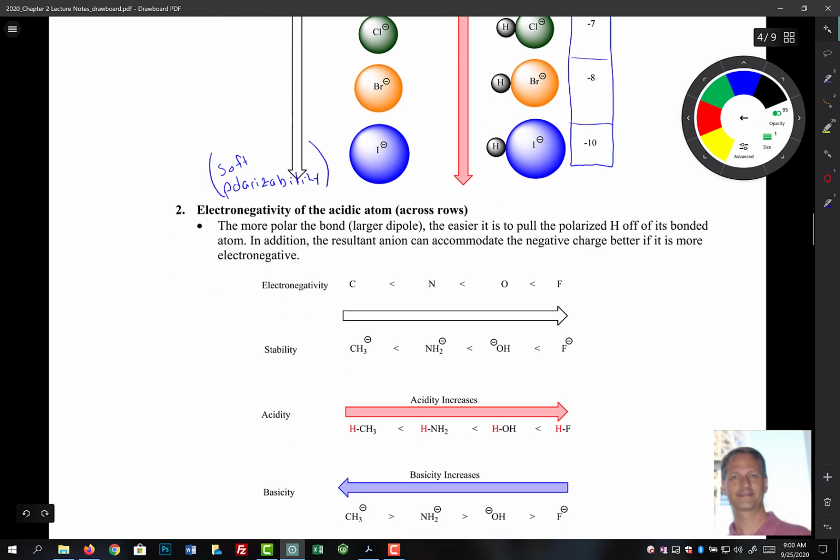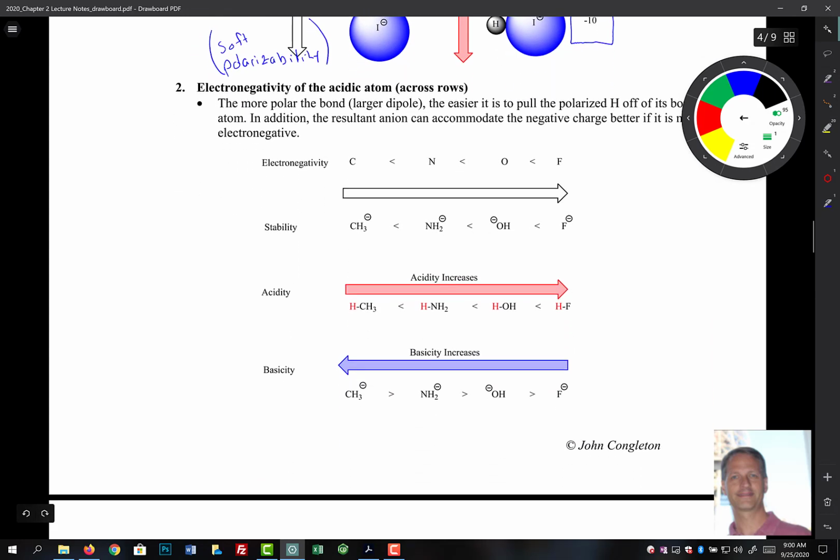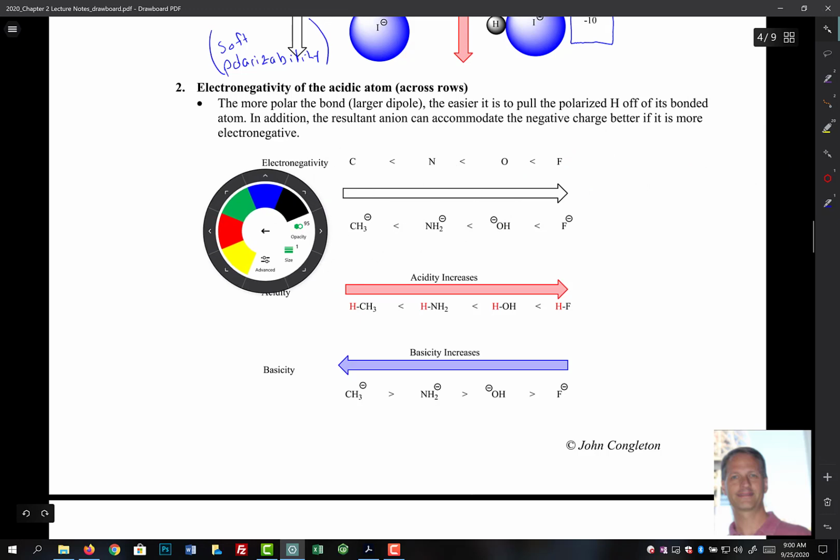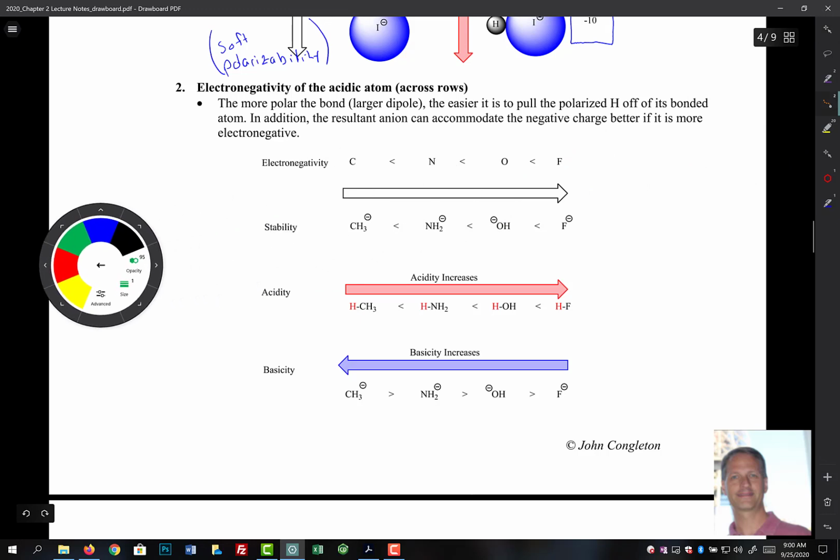Now, as we go across, the size changes, but it doesn't change as much as the factor of electronegativity influences what our pKa's are. So if we look at this next little statement here, it's fairly straightforward to understand. And again, just make a note, we're talking about across a row here. Now, the more polar the bond, the larger the dipole, the easier it is to pull that polarized H off its bonded atom. And in addition to that, that resultant anion can accommodate the negative charge better if it's more electronegative.